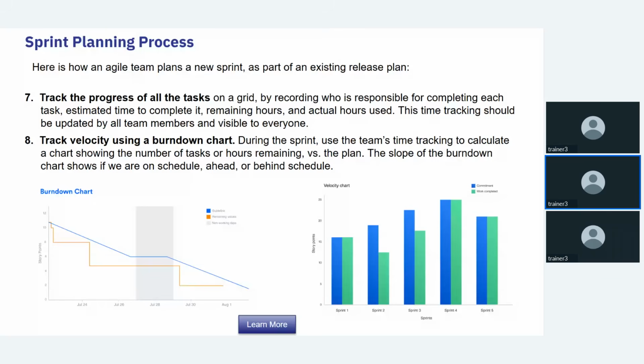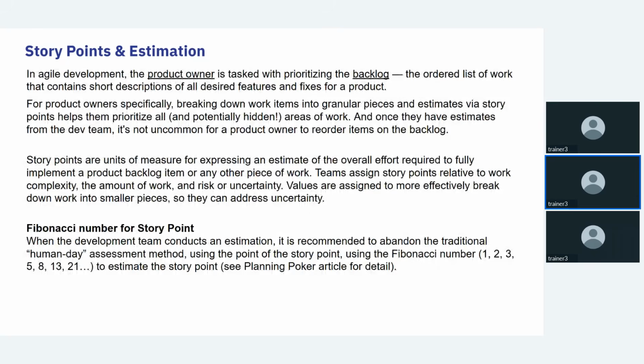Story points and the estimation method. The product owner prioritizes the backlog of work, which has a description of all desired features. They only need to specify the order of the work: okay, first you need to finish phase 1, phase 2, phase 3, phase 4, like this.